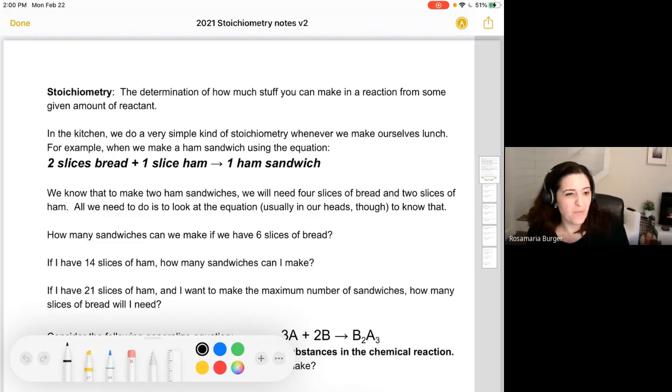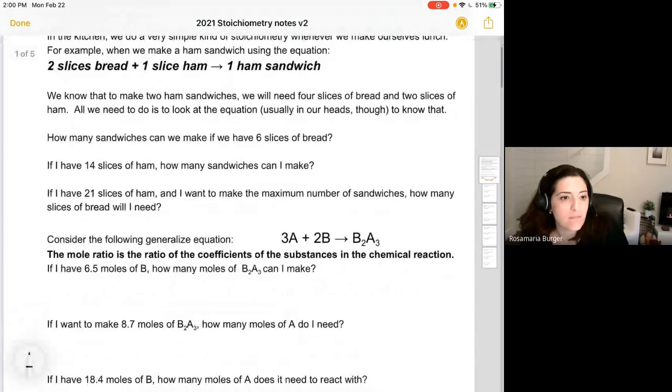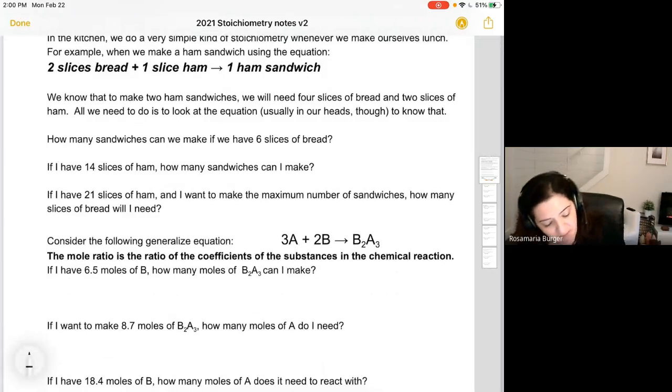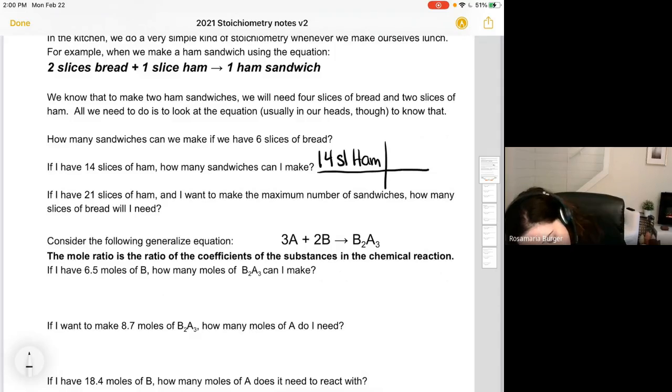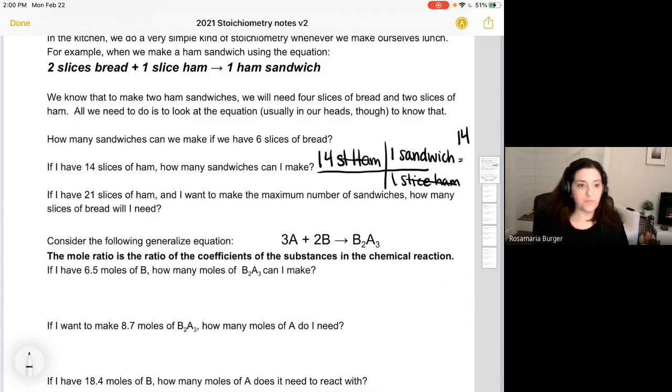But what if I had 14 slices of ham? How many sandwiches could I make? Well, let me see if I can set it up in a T-chart. Let's say 14 slices of ham. And I know that for every 1 slice of ham, I can make 1 sandwich. The question is, how many sandwiches can I make? Well, slices of ham cancels out. So I'm able to make 14 sandwiches.